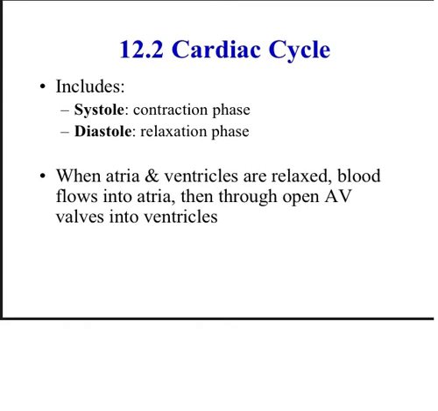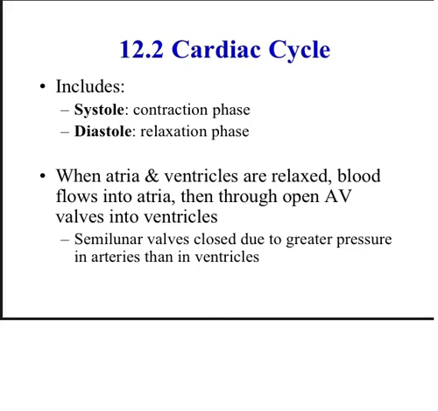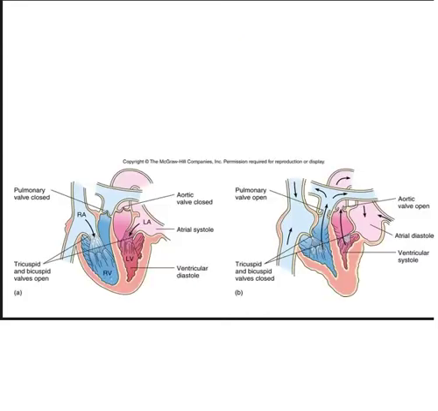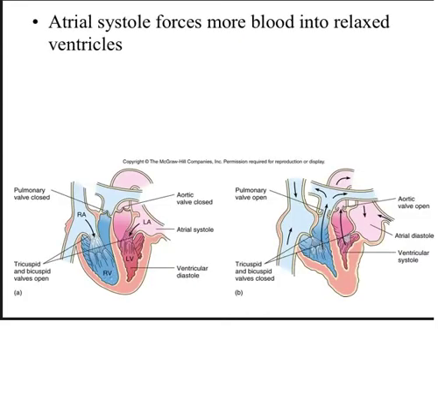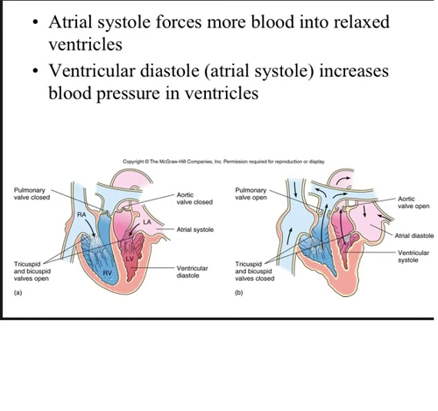When the atria and ventricles are relaxed, blood flows into the atria through the open AV valves and into the ventricles. The semilunar valves are closed due to the pressure in the arteries on the ventricles that keeps them shut. And then what happens next is that atrial systole is going to eject the remaining fraction into the ventricles. Ventricular diastole, which is happening at the same time as atrial systole, increases the blood pressure in the ventricles, and it causes the AV valves to shut, and at the same time the pressure begins to build until the semilunar valves open.